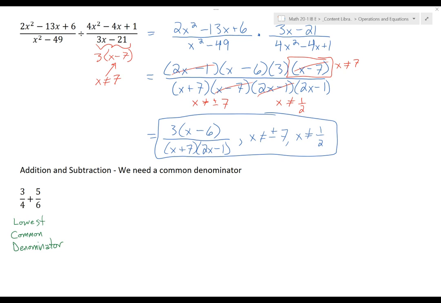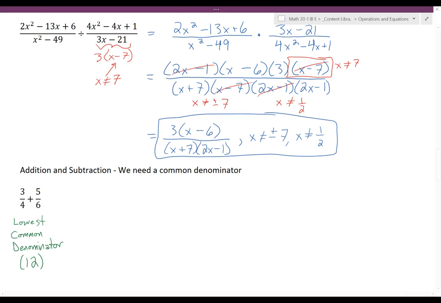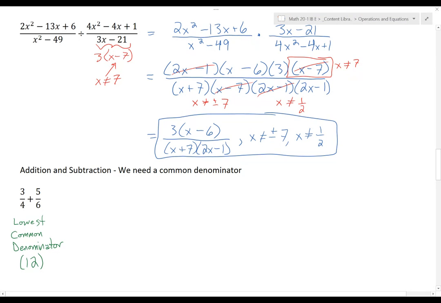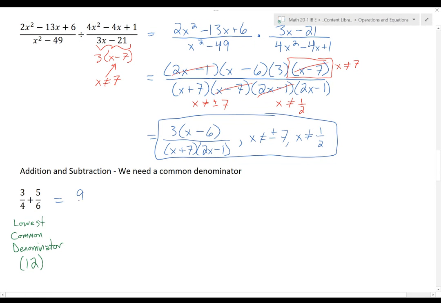So the lowest common denominator of 4 and 6 is the least common multiple. So the least common multiple of 4 and 6 is 12 in this case. So I look at this and I have to write equivalent fractions with 12 as the denominator. So that in this case would be 9/12 plus 10/12. So we end up with 19/12 as our answer.